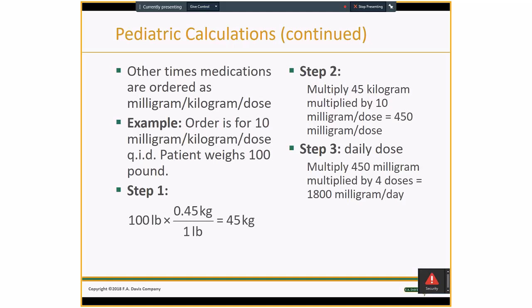So then they have 45 kilograms, and they're like, okay, it's 10 milligrams per kilogram, so you just do 45 times 10, and that's 450. But that's how much they would take.